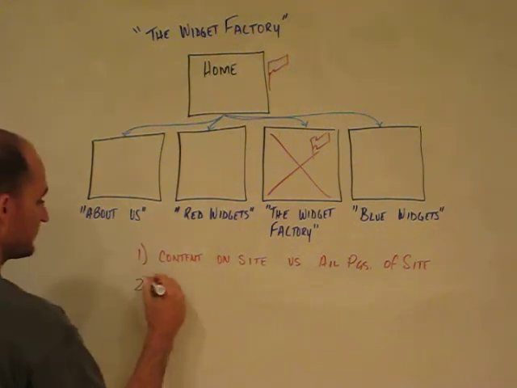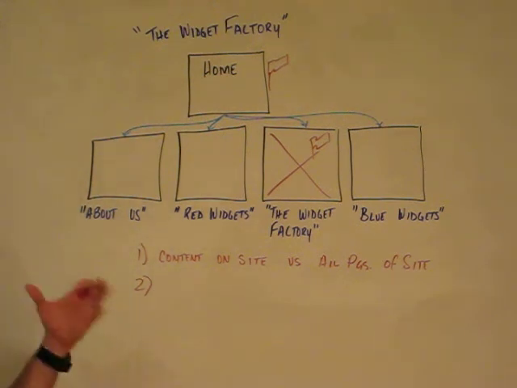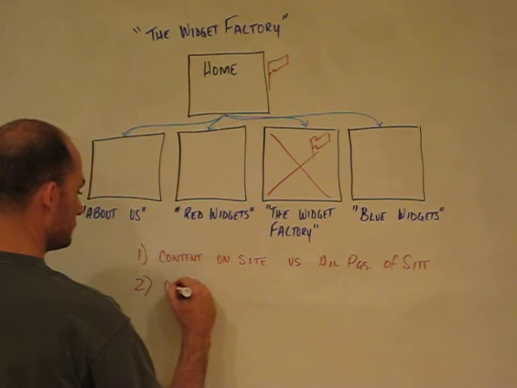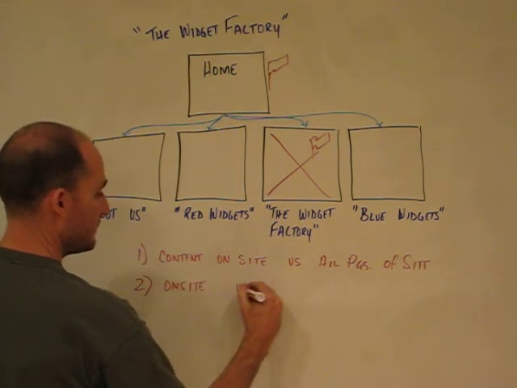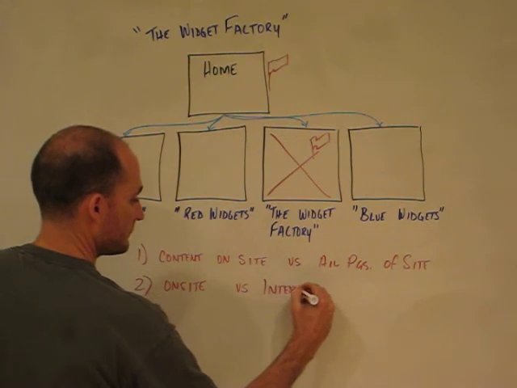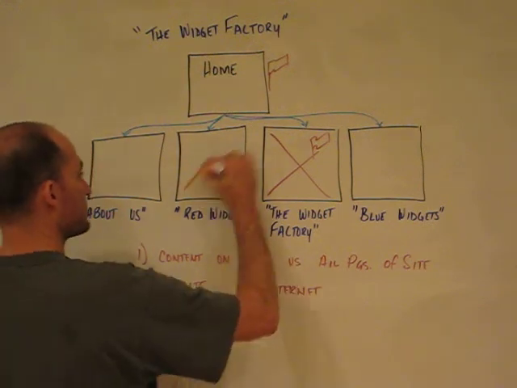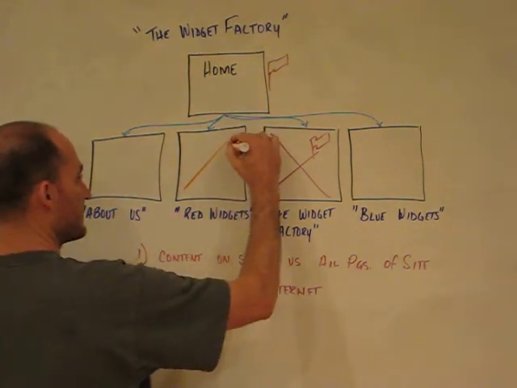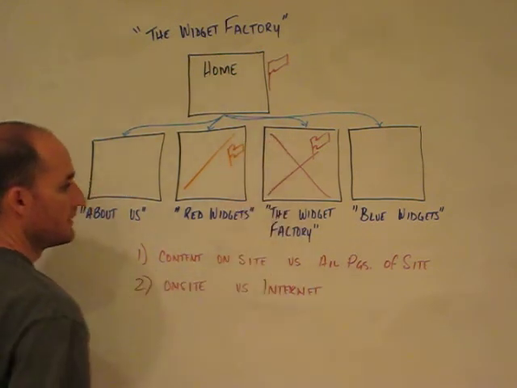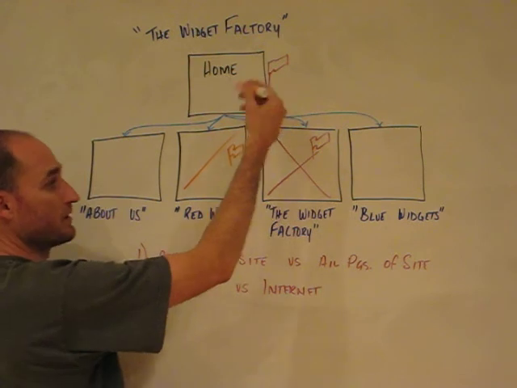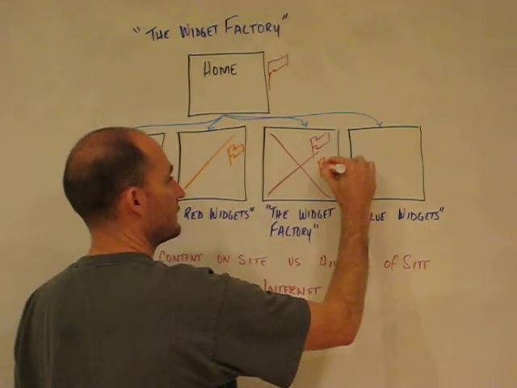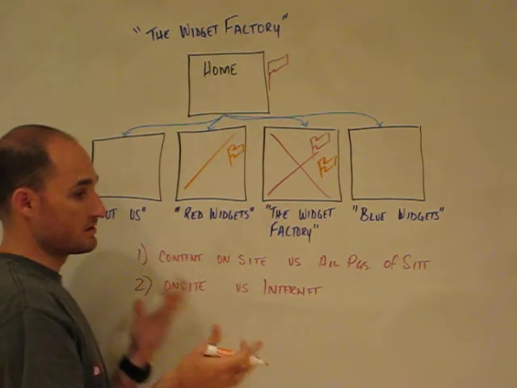The second test is the titles of the page compared to the rest of the internet. So on-site versus internet. And for this one, we'll use a different color. We'll use orange. So the Widget Factory, are there any other pages that Google knows about that have that title? Let's just assume no. Let's assume the Red Widgets, probably yes. So that's going to raise, say, a little orange flag there. The Widget Factory, well, we know that they already know about these two pages, so yes, that one's going to get flagged again. And that's just on our own site, probably some more outside.